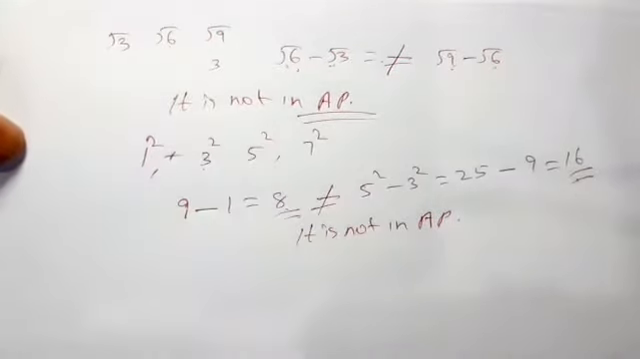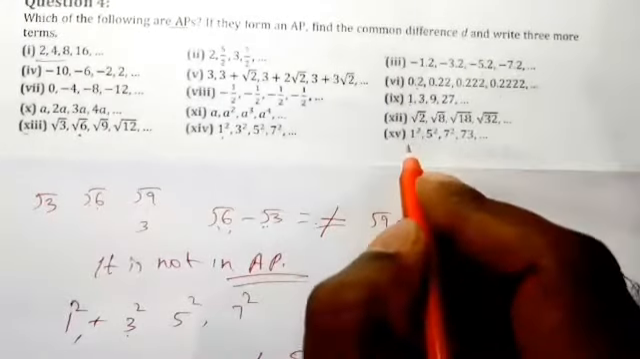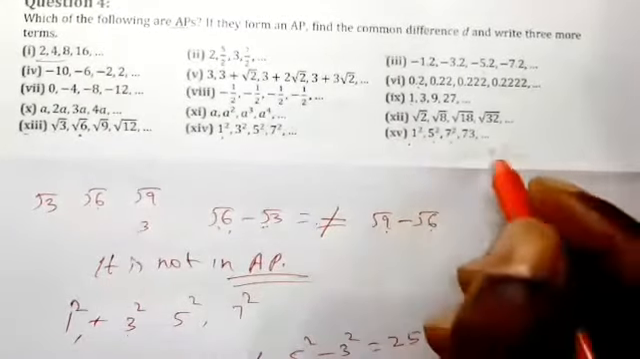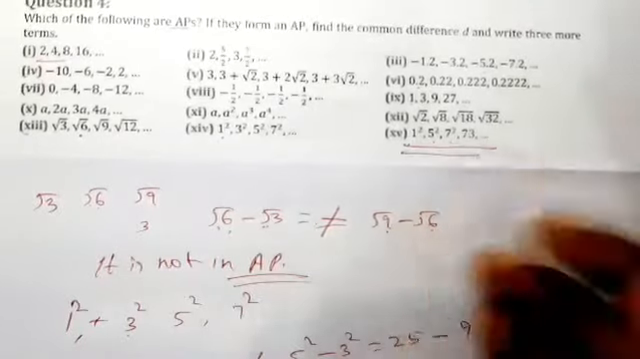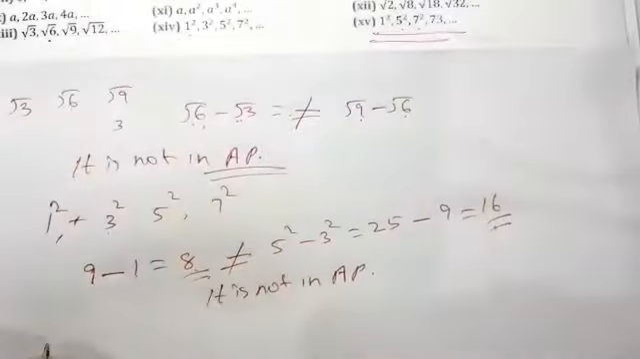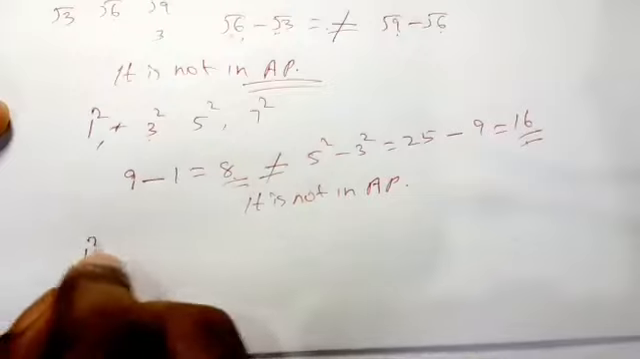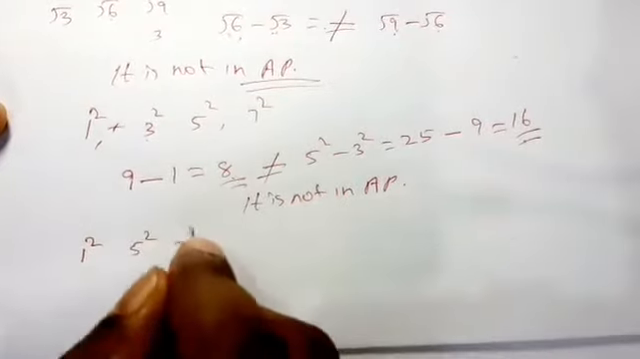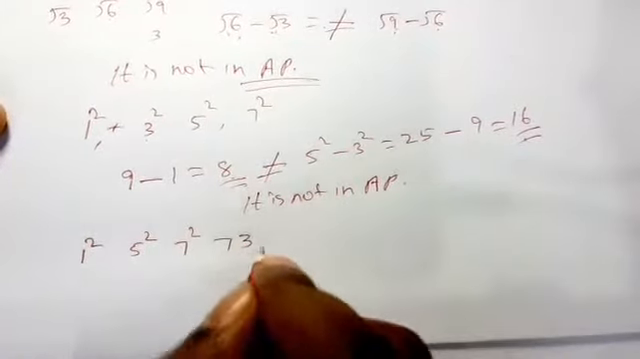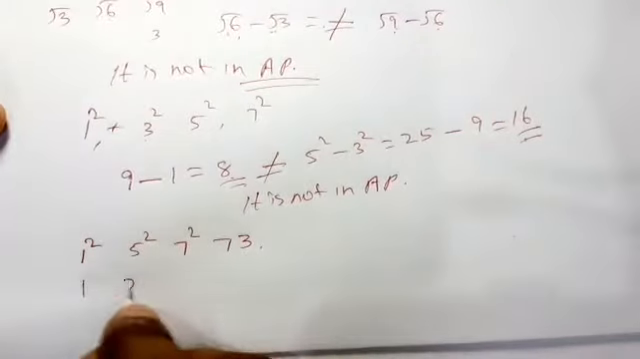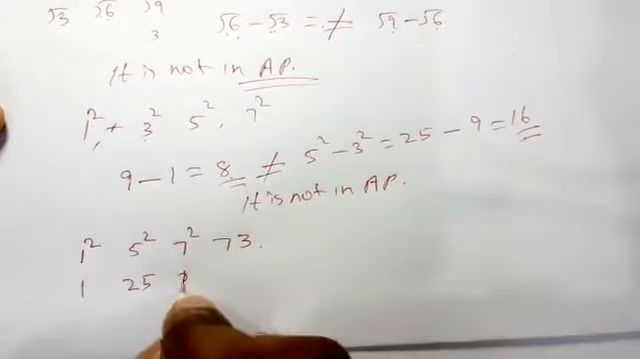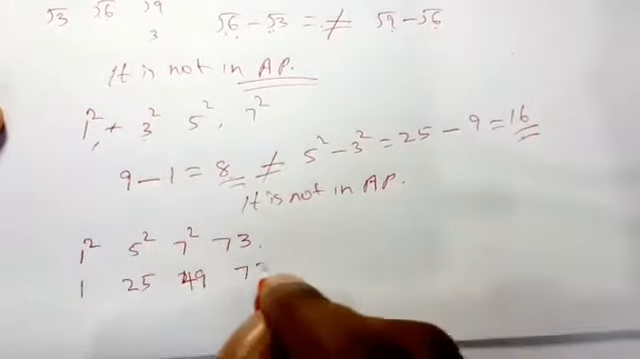Now we are going to the last question, the 15th. 1 square, 5 square, 7 square. We have to check the values, then only we can confirm. 1 square means 1, 5 square means 25, 7 square means 49, and 73 is given.